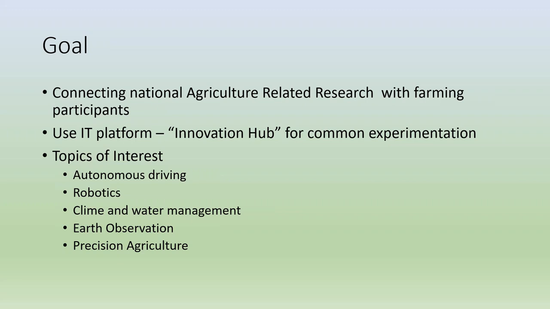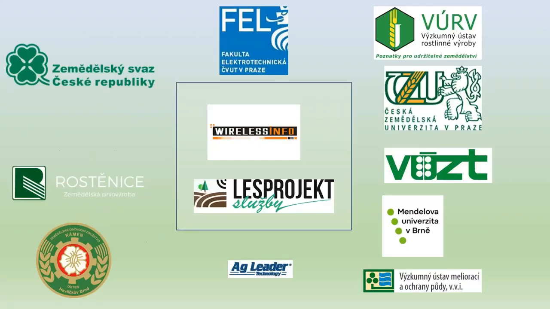We are now building a type of innovation hub for all Czech agriculture, and there are a number of topics of interest. First is autonomous driving. It is also related to many aspects that were discussed today, like standardization protocols and robotics. Another hot topic in our country now is climate and water management, as well as observation and precision farming, or precision agriculture generally. So here you can see the structure of our cluster.